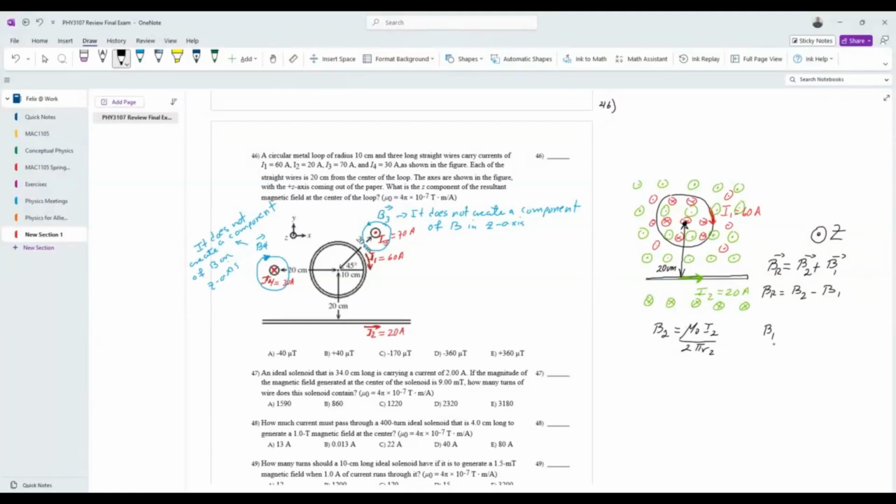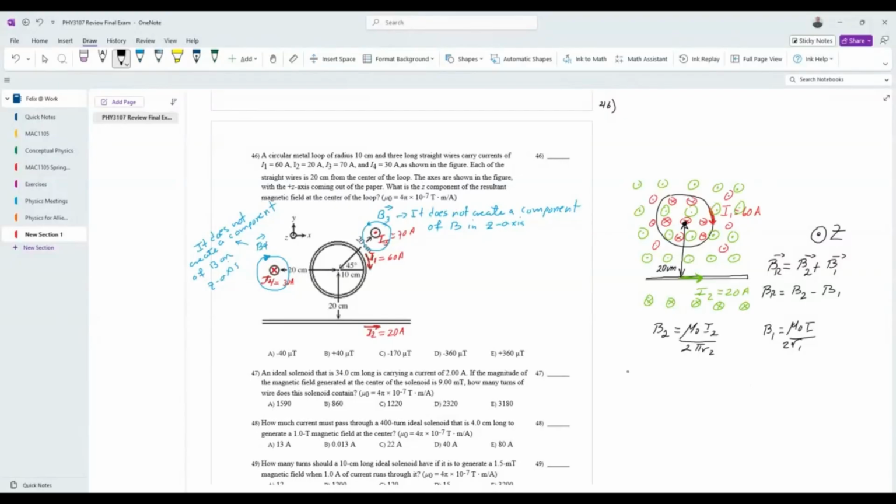Now, the magnetic field B1 due to the current 1 is the magnetic field due to a circular loop. And then the equation is a little bit different. So the equation is mu sub 0 I sub 1 over 2R1. So there is no pi in that equation. There is no pi in that equation.